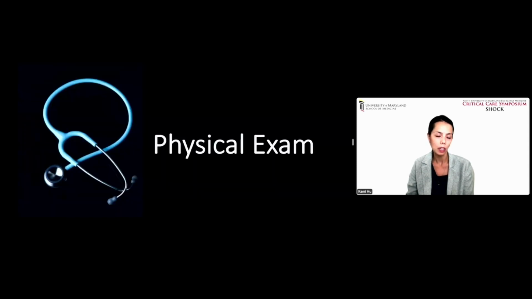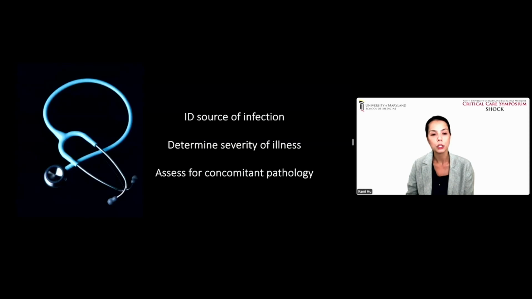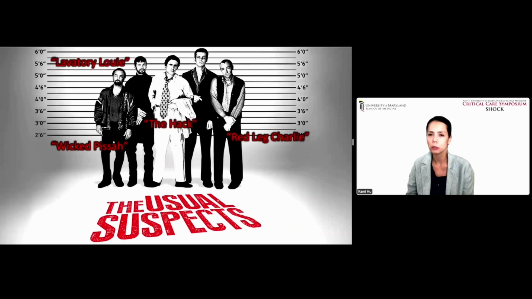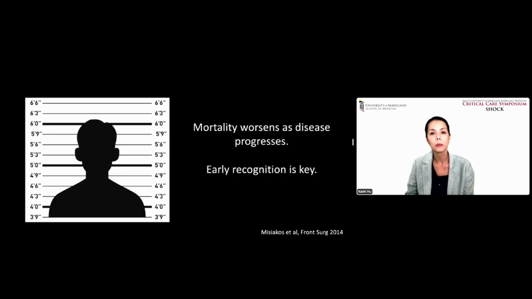A key part of evaluation, right? No surprise, the physical exam. It tells us where the infection might be, helps us figure out how sick the patient is, and also helps us figure out other processes that might be at play along with the sepsis. When it comes to finding the source of infection, we know what the usual suspects are: UTI, pneumonia, cellulitis, some sort of intra-abdominal source, and even meningitis. Of course, there are other infections we need to consider, but one that we absolutely should not miss is Fournier's.